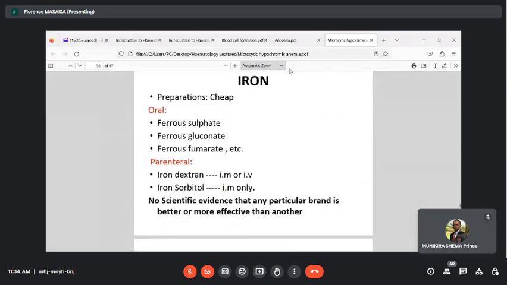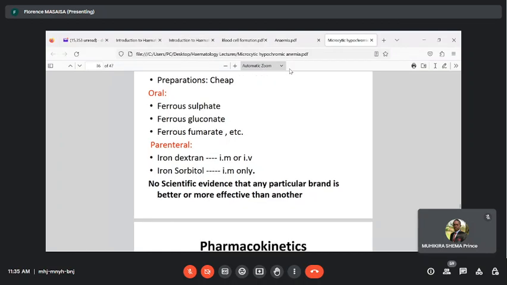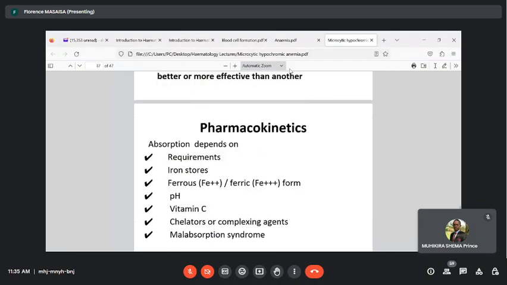There are many iron preparations on the market. We have different forms. We have ferrous sulfates, ferrous gluconates, fumarates, and so on. We have parenteral iron for those who have iron malabsorption, or those who may not take iron orally. But among all of these brands, there is no scientific evidence which proves that one is better than another. So the only element is to consider which amount of iron you are giving to your patients.